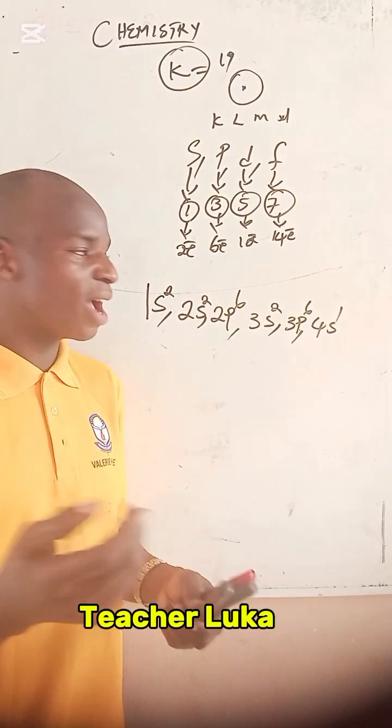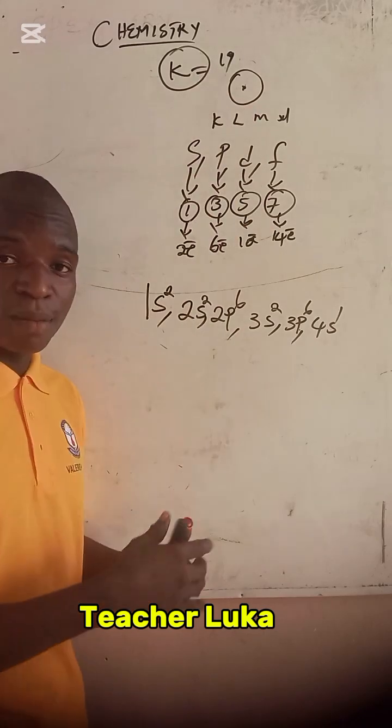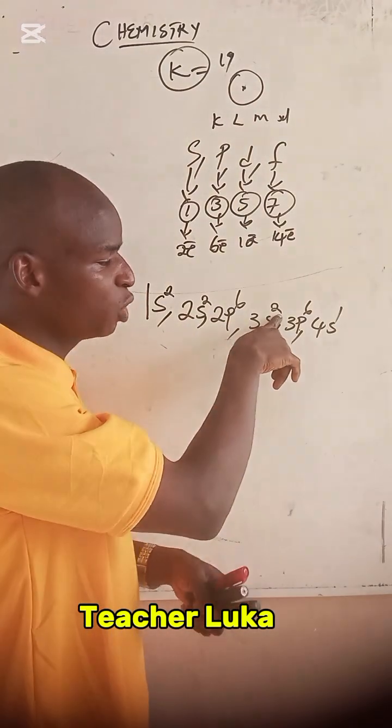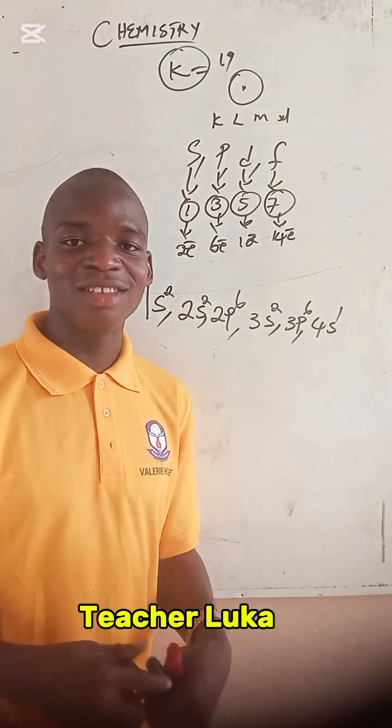We can still check by counting the powers, okay? We sum the powers, and it will give us the atomic number. So we have 2, 2 making 4, 4, 6 making 10, 10, 2 making 12, all right? 12, 6 making 18, 18, 1 making 19.